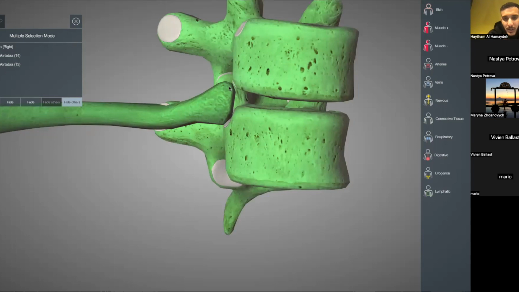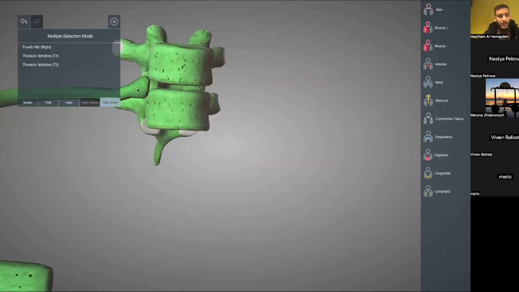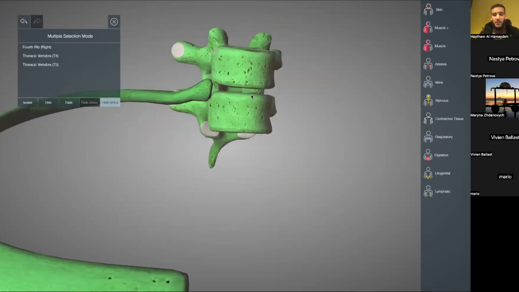The superior articular surface of rib number 4 articulates with the inferior facet of vertebra number 3, T3. Do you get it? Do you get the costovertebral joint right now? Costovertebral, we have the head articulate with the two vertebrae.